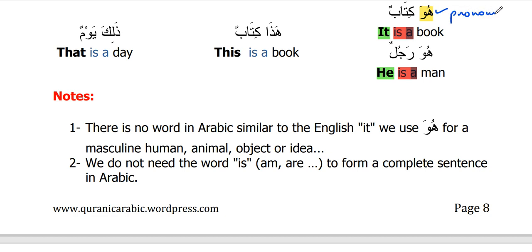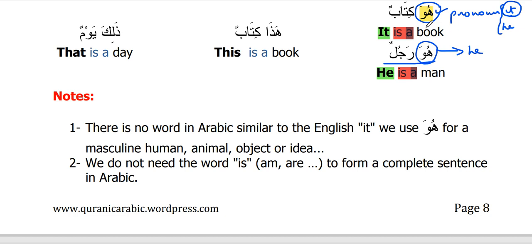Pronoun it. Now this huwa can be translated to it and he. Both of them. So if you see the noun is a ghair aqil, you will translate as it. If it was a man, huwa rajulun, for example, if the noun is for an aqil, then you will translate huwa into he.